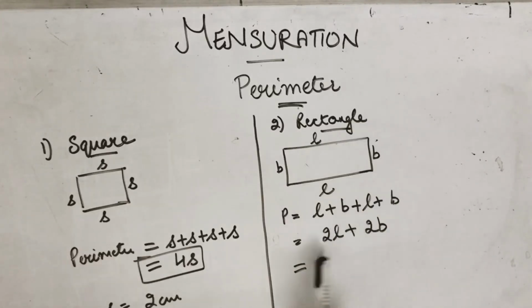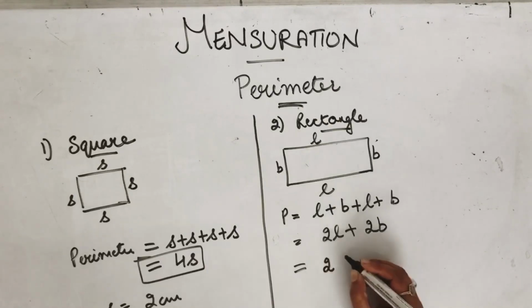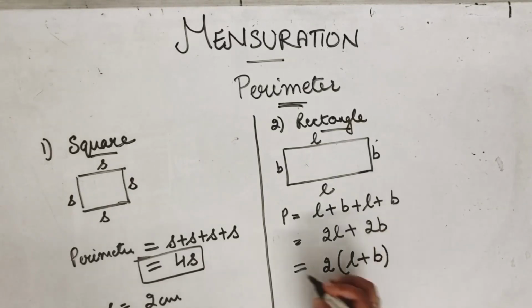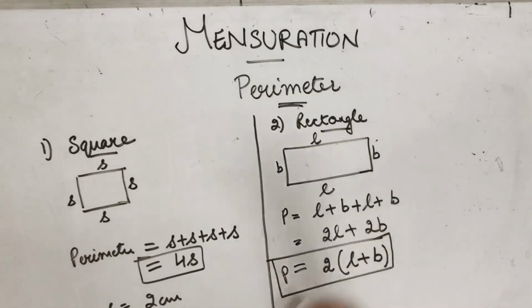2 is common in both the terms. So we can apply distributive property. We can take out the 2 outside the bracket. So 2 in the bracket you will have L plus B. So formula for perimeter of rectangle is twice in bracket L plus B.